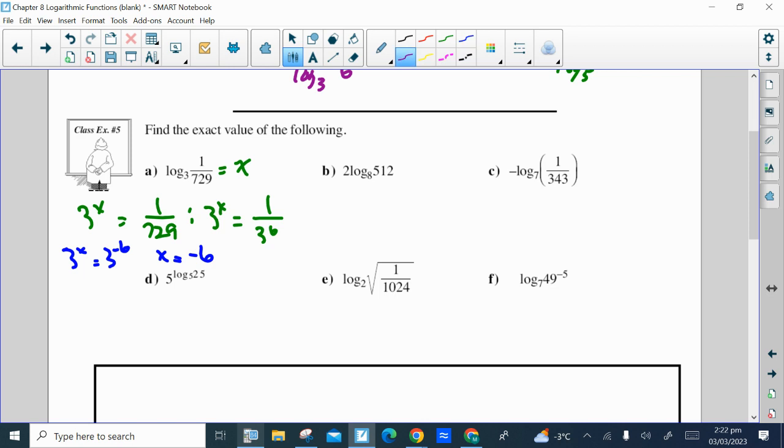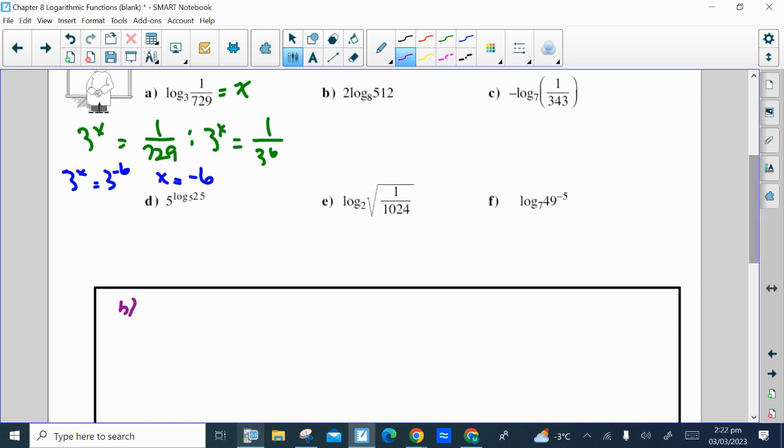Okay, question B, let's work down below here just because we'll have more room. We want to know what 2 times log base 8 of 512 is. Well, first, log base 8 of 512. We want to know what that equals, so let's let it equal x. So that means 8 to the x equals 512.